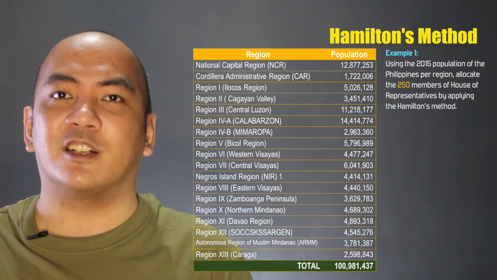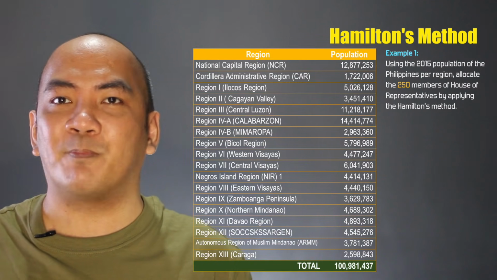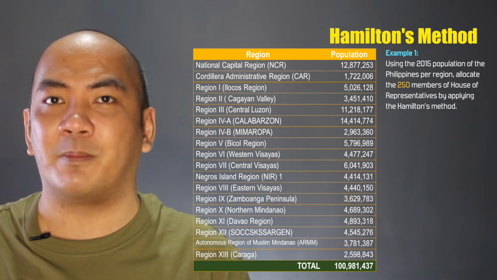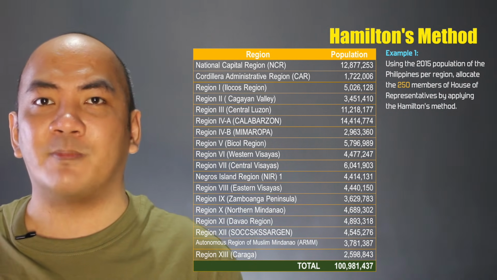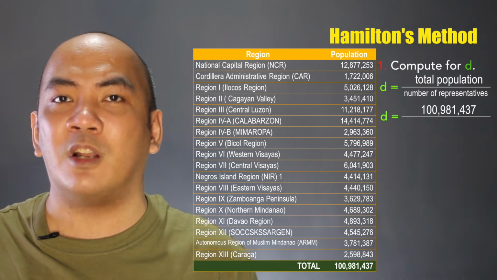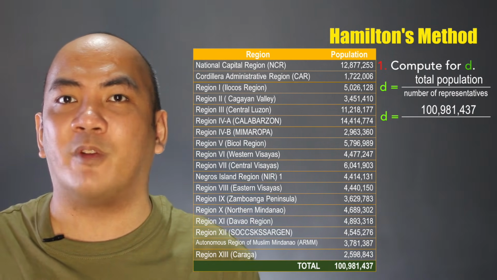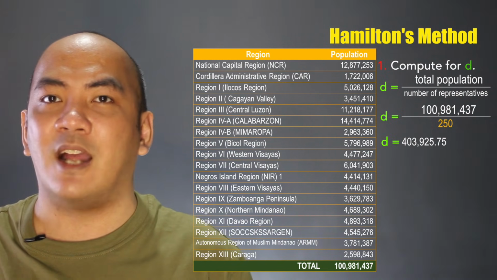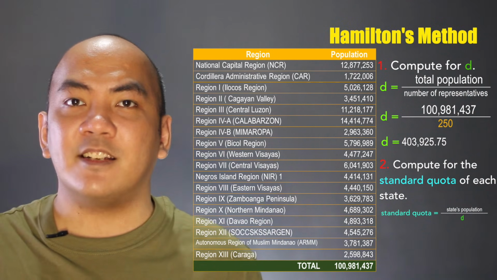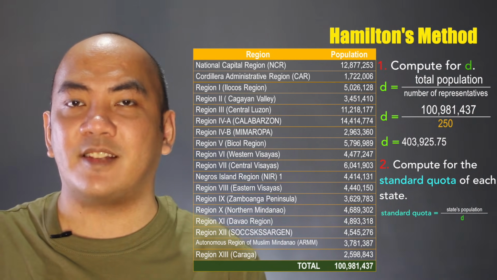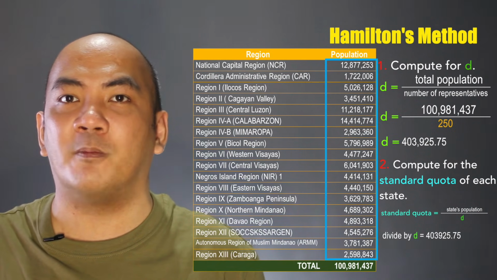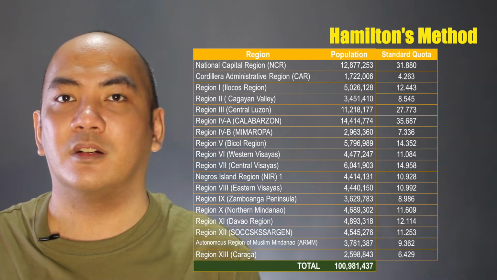For example, using the 2015 population of the Philippines per region, and we want to allocate the 250 members of the House of Representatives using the Hamilton's method, first we get the standard divisor, which is the quotient of the total population divided by the number of representatives, and that is 403,925.75. Next we get the standard quota of each state, called regions, by dividing the population of each region by the standard divisor.